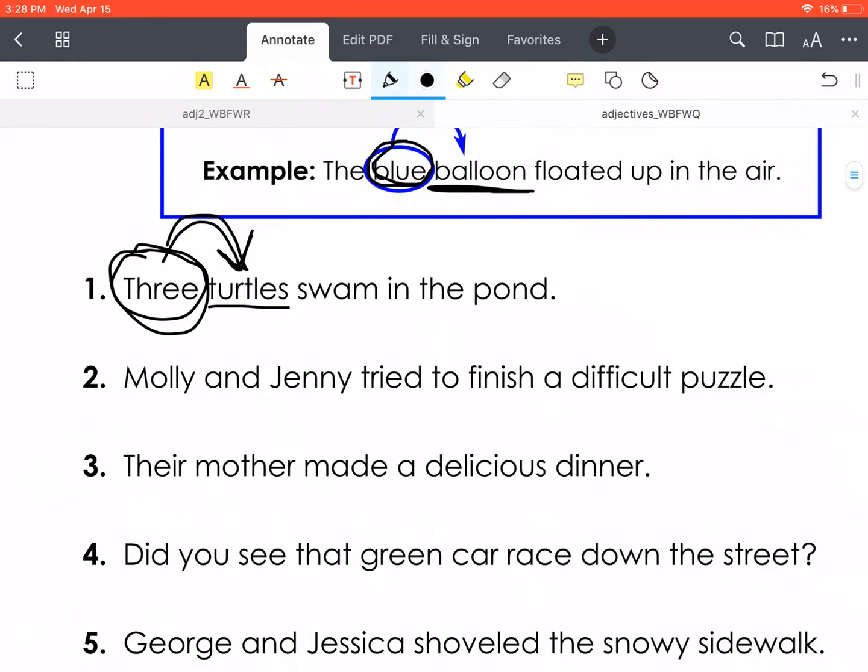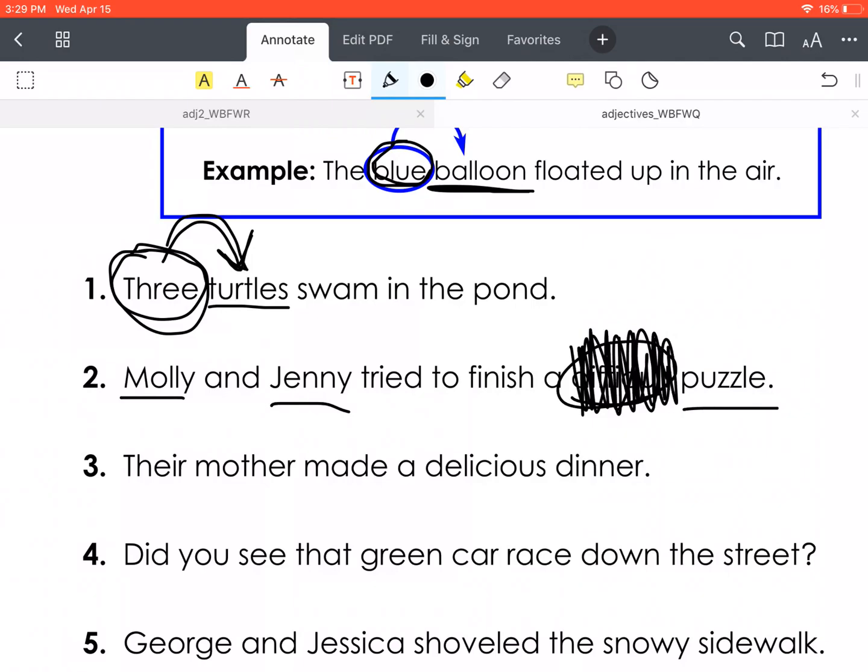Let's go ahead and do number 2. It says, Molly and Jenny tried to finish a difficult puzzle. There's actually lots of nouns in this sentence. We have Molly and Jenny. Those are people. Okay, we also have puzzle. That's a thing. There really aren't any adjectives by Molly and Jenny, so let's focus on the word puzzle. Okay, what's the word before puzzle? Difficult. Okay, now let's imagine this sentence without that word difficult.